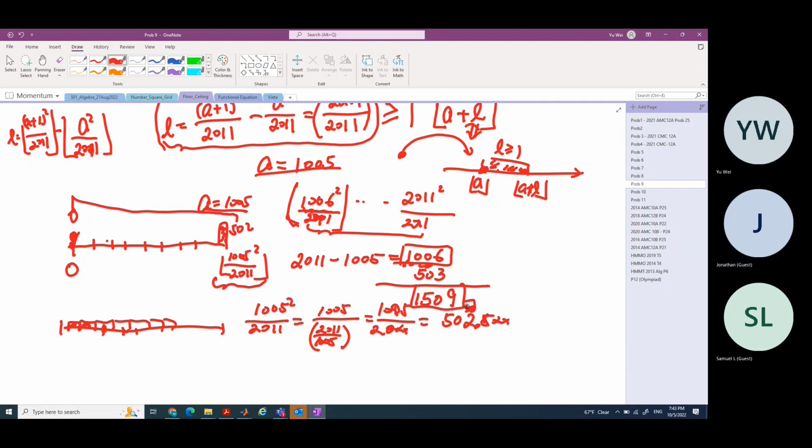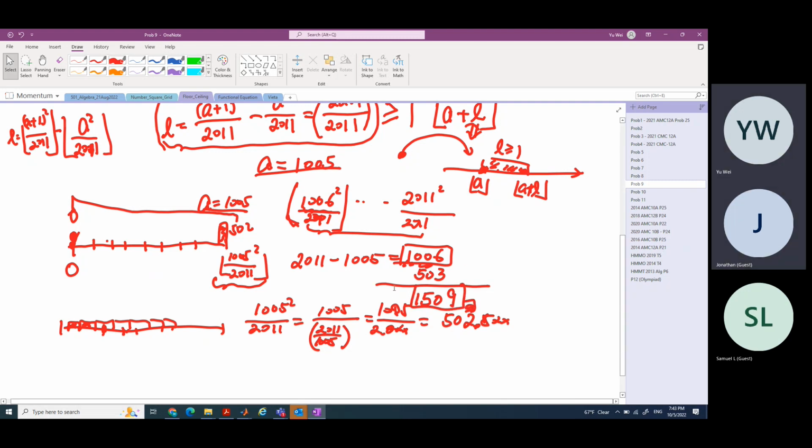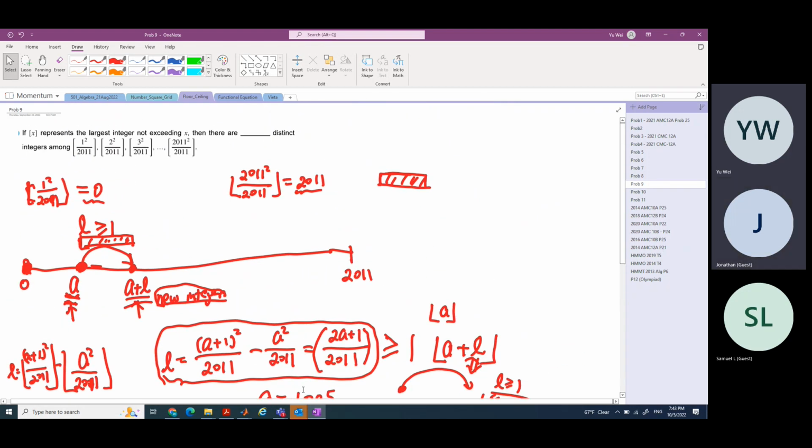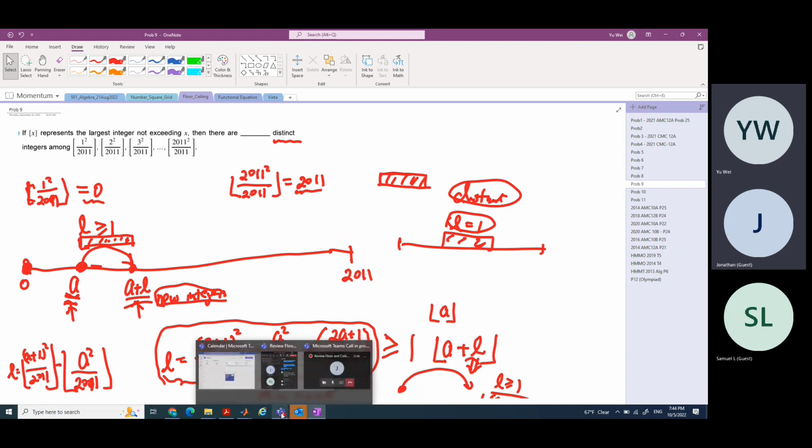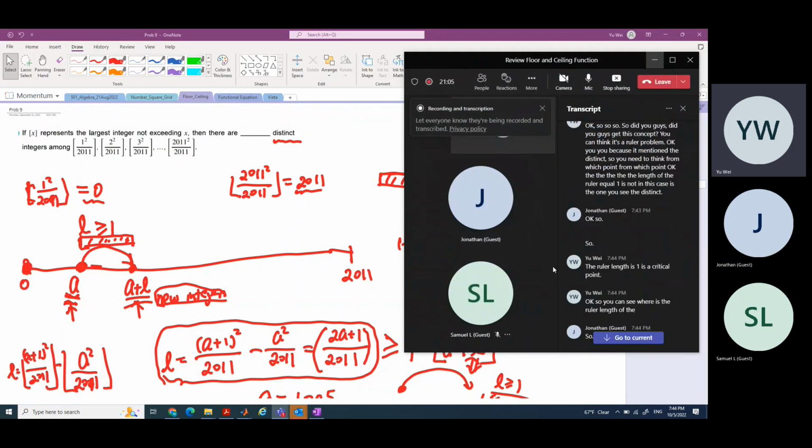So what's the total number of integers we cover? 1509. Okay, so did you guys get this concept? You can think of it as a ruler problem. Because it mentions distinct, you need to think from which point. The ruler length equal to 1 is the critical point when you see distinct. So you can see where the ruler length is 1, and you can calculate it.